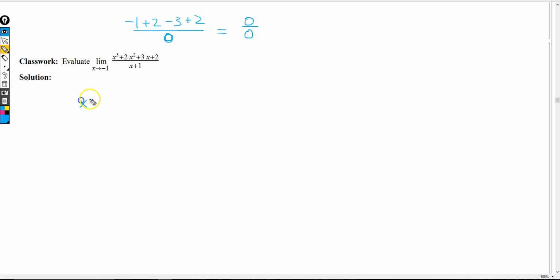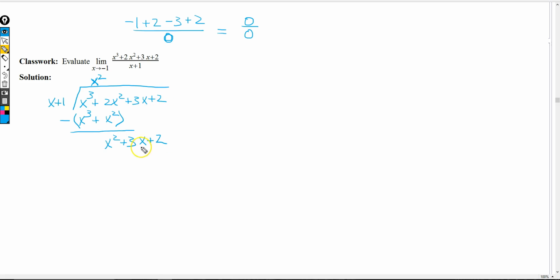So x cubed plus 2x squared plus 3x plus 2. All right, so I'm going to want to multiply this by x squared first. And subtract. All right, notice how I had to bring down the 3x plus 2. Don't have any x or constant terms here.